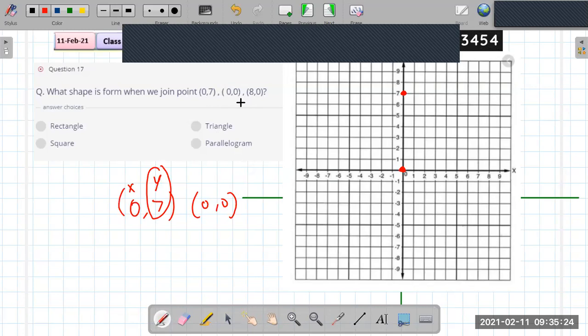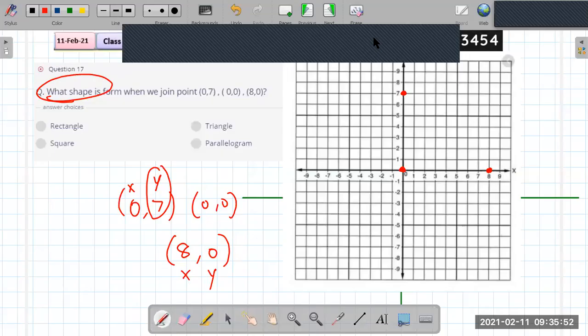Okay, students. And then finally 8 comma 0. In x comma y format, there is only an x value. That means it will lie on which axis? Yes, you all are right. That will be the x-axis. So over here, the point is 8 comma 0. Now joining these 3 points, what will be the shape? That's the question, and you can try it out on the quiz. This point is 0 comma 7, this is 0 comma 0, that's 8 comma 0.